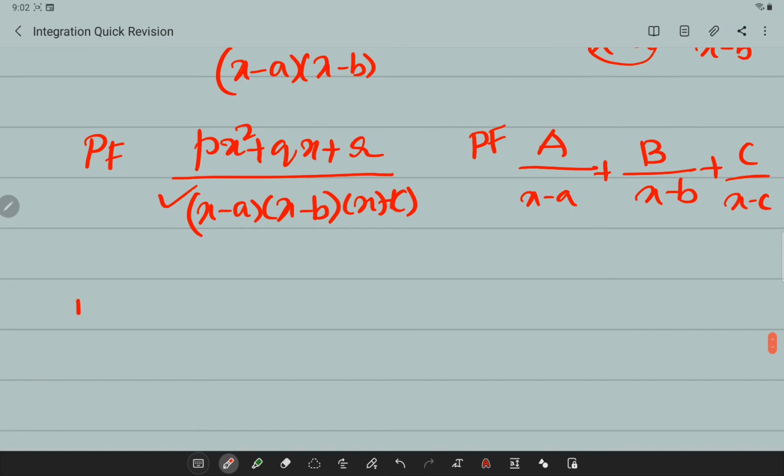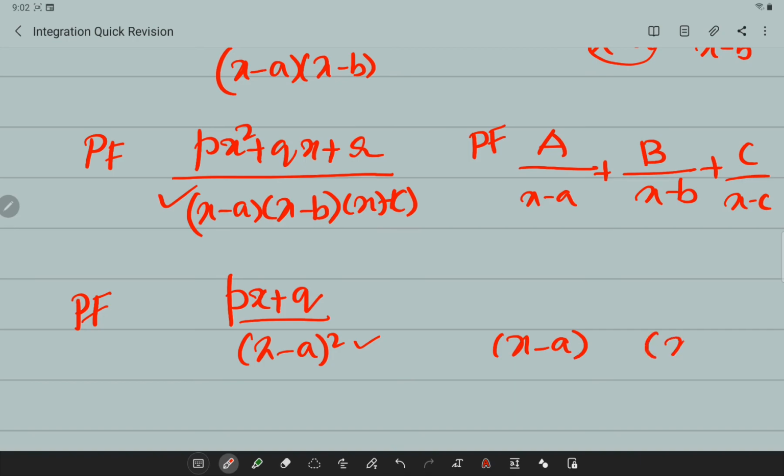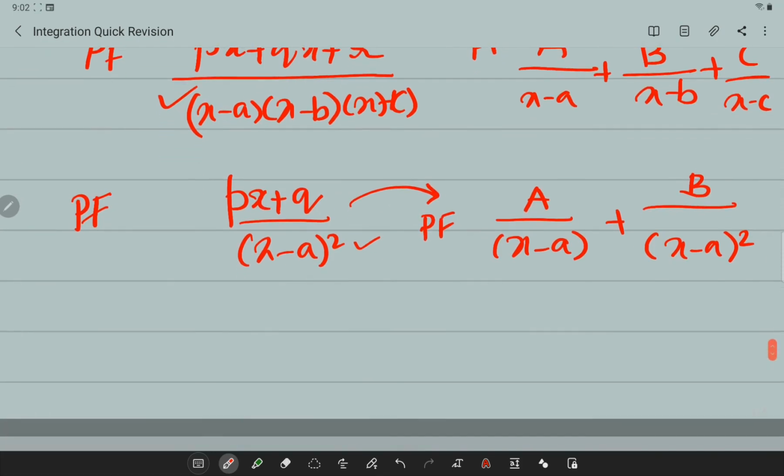Now what is the concept? How can you do the problem when it is in the form of px plus q by x minus a whole square? Remember, the first term will be having x minus a and the second term will be having x minus a whole square. So in the numerator you will be having constants A and B. So the partial fraction can be split into this particular form.